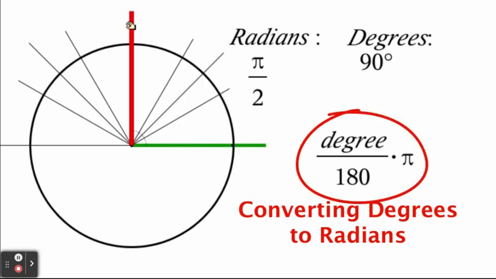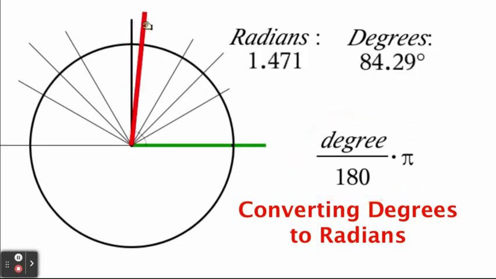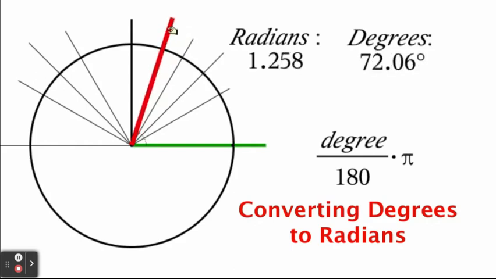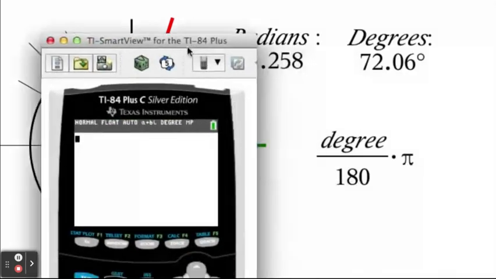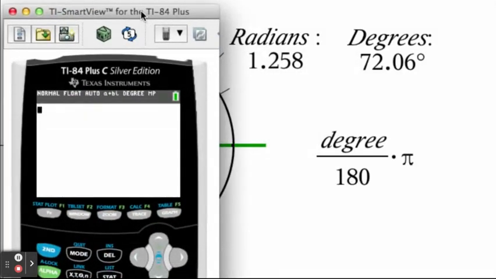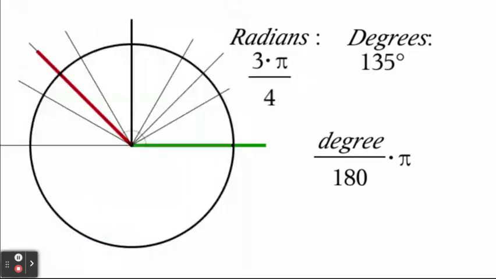The formula for converting degrees to radians is degrees divided by 180 times pi. So I'm going to move this randomly here and just kind of put it there. And we see we've got 72.06 degrees. All right, let's bring in a calculator and try to convert that. 72.06 divided by 180 and multiply that by pi. 1.2576, and that is the angle in radians.